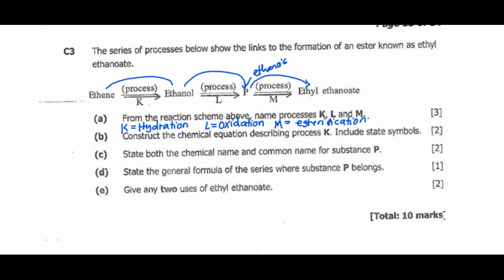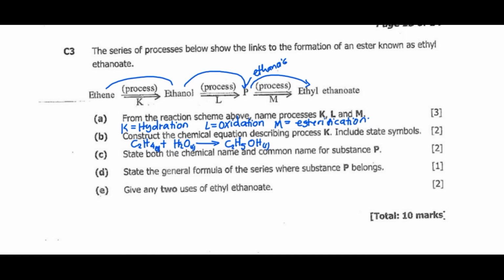Okay, then for B, construct the chemical equation describing process K, including state symbols. So ethene is C2H4, which is a gas, plus we are adding water, a liquid here. Remember, the number of carbons will not change. Hydrogen must increase by 1. From the ethene there are 4 atoms of hydrogen, we add 1, so this becomes 5. Then here you put OH, which is a liquid. For this one, it's already balanced. You don't have to struggle.